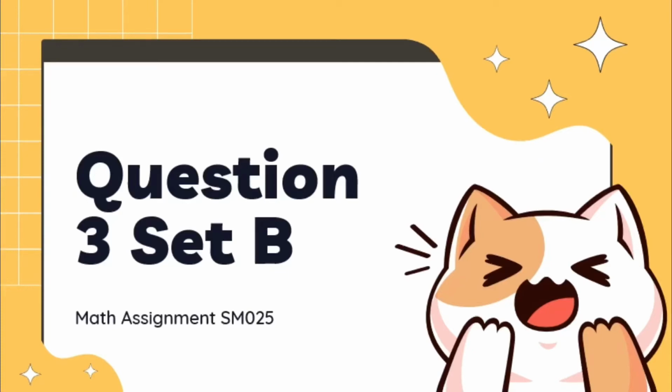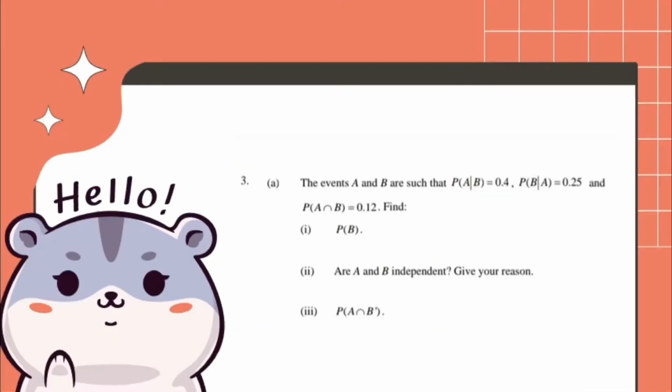Okay, hello everyone. So today we are going to discuss question 3 set B for math assignment SM025. Here is the question. The events A and B are such that the probability of A given B is equal to 0.25 and the probability of A intersect with B is equal to 0.12. The first question is that we need to find the probability of B.